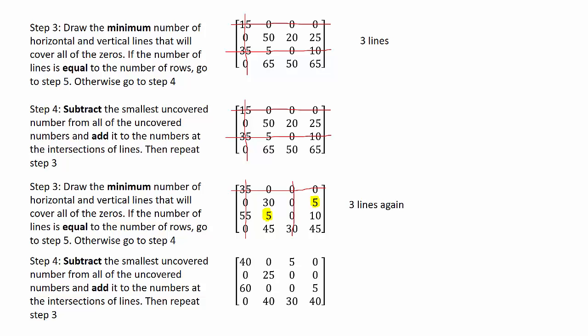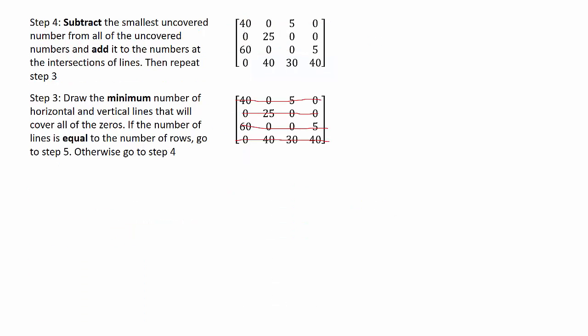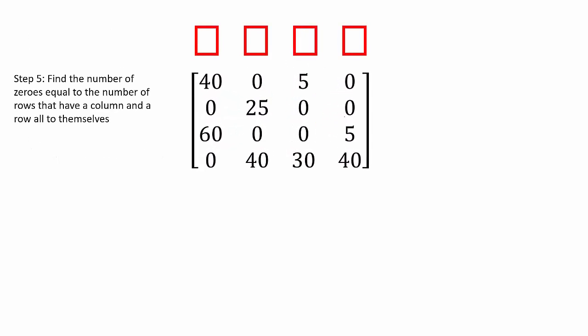So back to step 3, drawing the minimum number of lines that will cover all of the zeros. And I can do it like this. I can just draw 4 lines across like that, or I could do it the other way. Doesn't really matter, as long as I've got those 4 lines, and there's no way I can do it with fewer lines. I could not possibly cover all those zeros with 3 lines, so what I've done is correct. Now I get to go on to step 5.